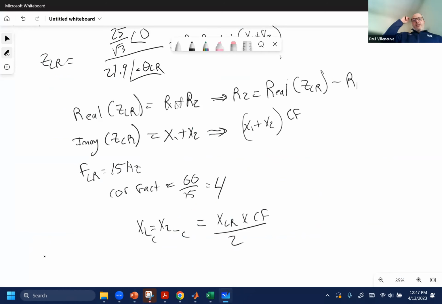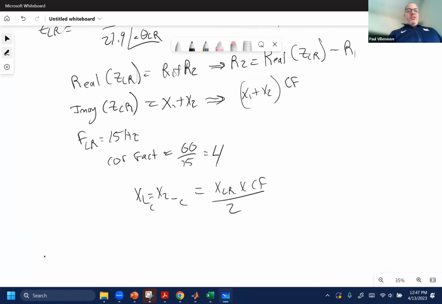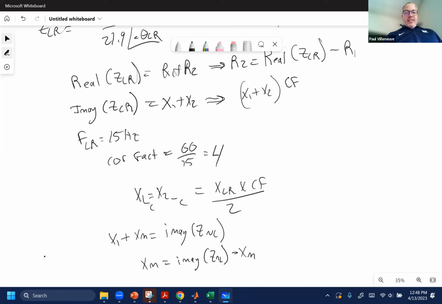Okay. So now we know what X1 is. From back before, X1 plus XM was equal to the imaginary part of Z no load. So XM is going to be equal to the imaginary part of Z no load minus X1, sorry, not XM. That's been corrected.